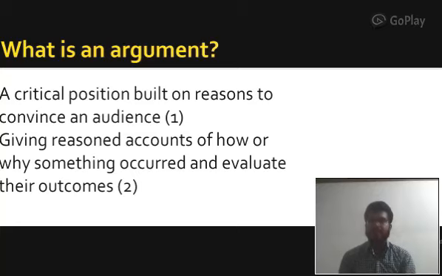So an argument, let me repeat, is a critical position. Now, critical, the adjective here is added to remind you that mundane ideas, ordinary commonsensical ideas, do not qualify for a good research topic. It should be an analytical idea, an idea that is deep, that is insightful, that is not obvious to all the readers.